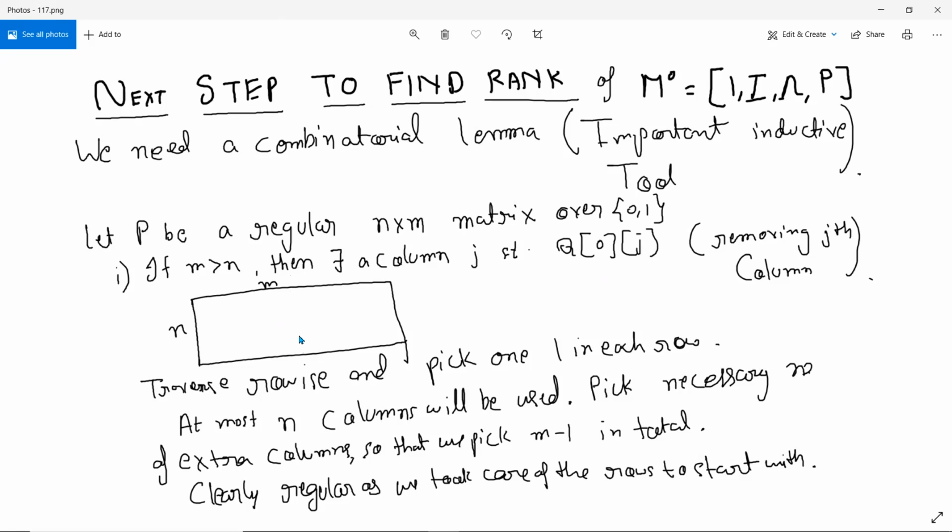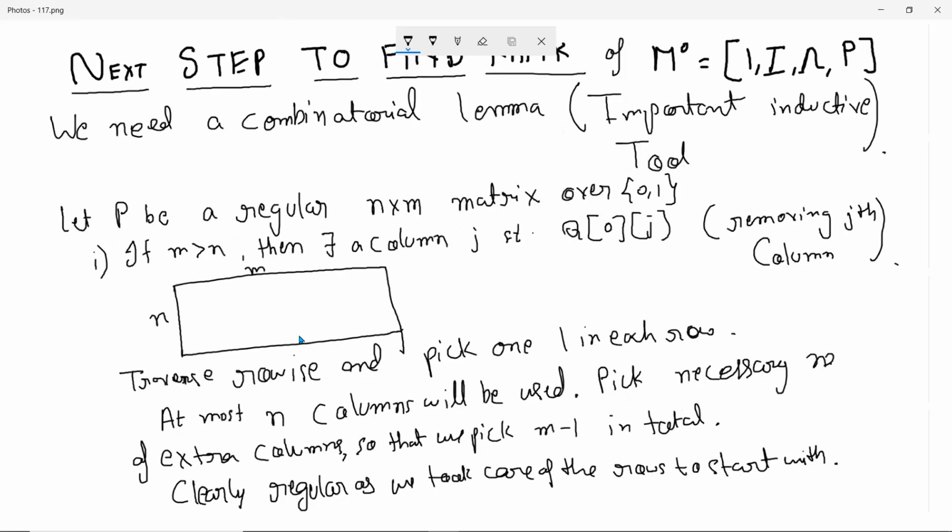To maintain the regularity, we'll traverse the rows. Let's say we are in the first row, and we pick the group element, in this case 1. We pick the one somewhere. We don't know where it is, but it will be there. Then we come to the second row and we pick a 1 there. Now if it is in the same column, that's good, but we don't need to assume that. If it is in the same column, it's only better for us. We'll be using a lesser number of columns.